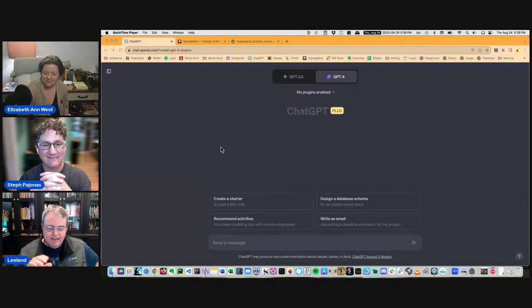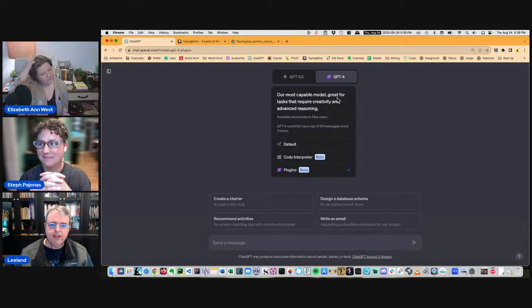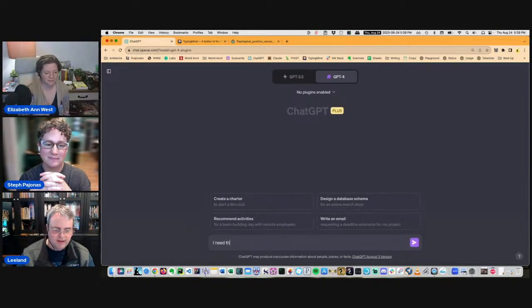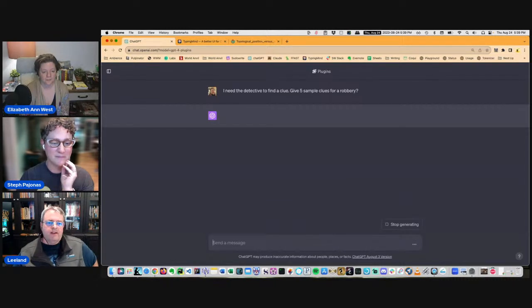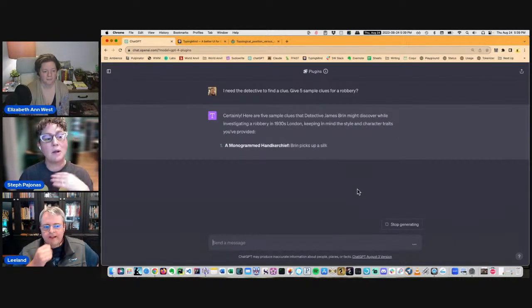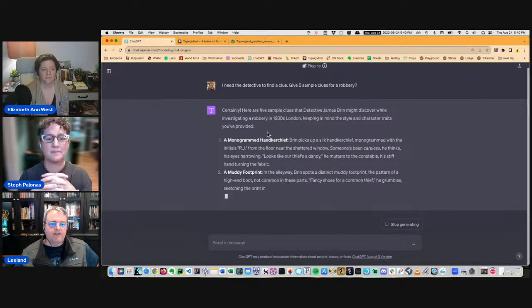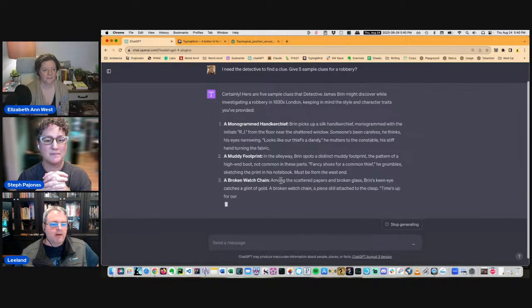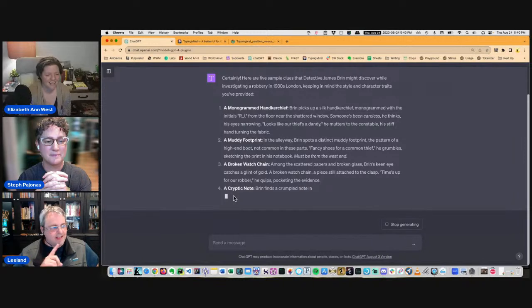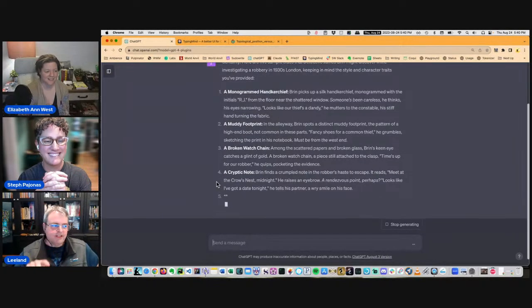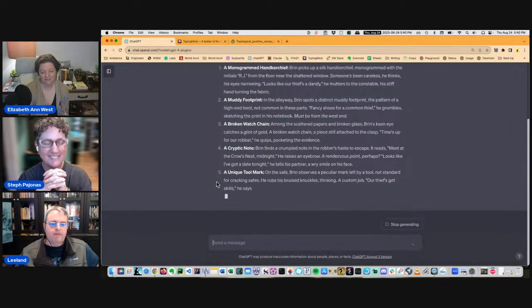But the whole thing is that this whole system is set up to do this. So for example, if I'm in ChatGPT and I'm just like, I need the detective to find a clue, give me 5 sample clues for a robbery. Very generic, absolutely nothing of any use. No context there either. You didn't tell it you were writing a story. You just said... Detective James Brin might discover a robbery in 1930s London: a monogrammed handkerchief, a muddy footprint, a broken watch chain. Now, it does have some context because I'm cheating a little bit. I do have custom instructions turned on, which is essentially setting it to a pulp fiction set in London in the 1930s.